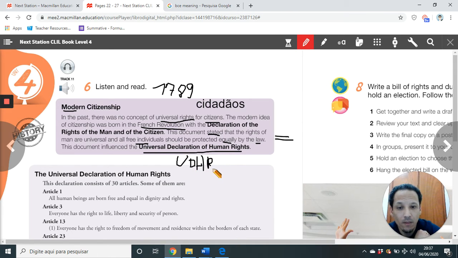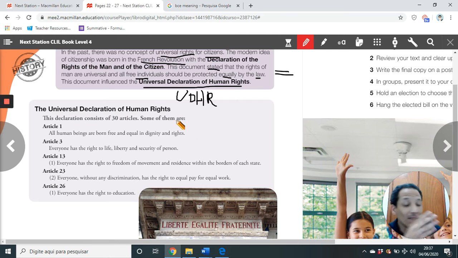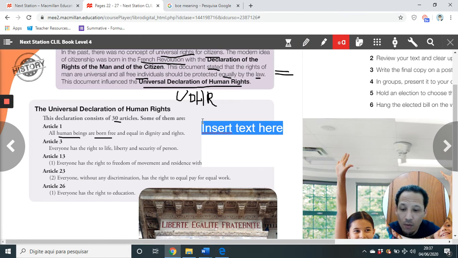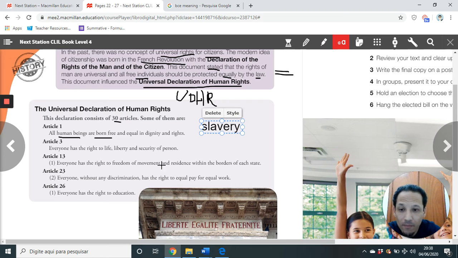UDHR. Alright? And so, pay attention, please. So, the Universal Declaration of Human Rights consists of 30 articles, né? 30 artigos. Some of them are. 1. Human beings, né? Todos os seres humanos are born free. Todos são livres. Então, no more slavery. Não mais escravidão, ok? Alright? And equal in dignity and rights. Iguais em dignidade e direitos.